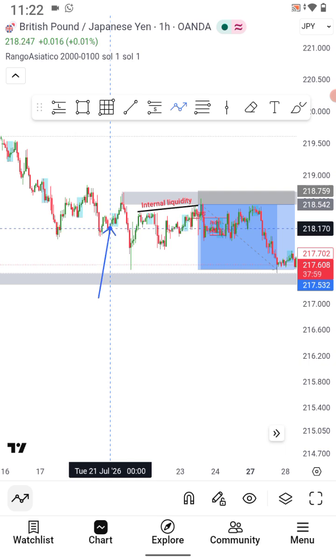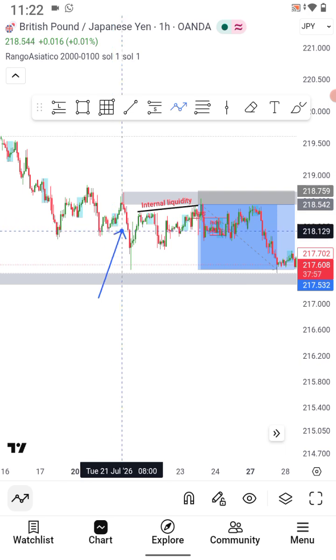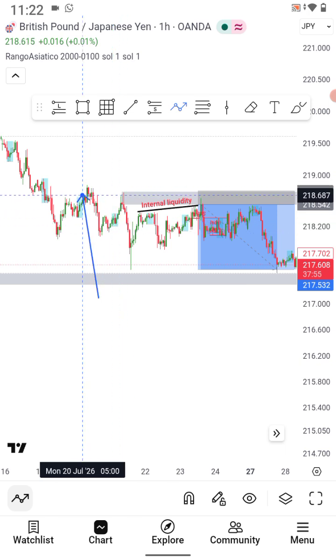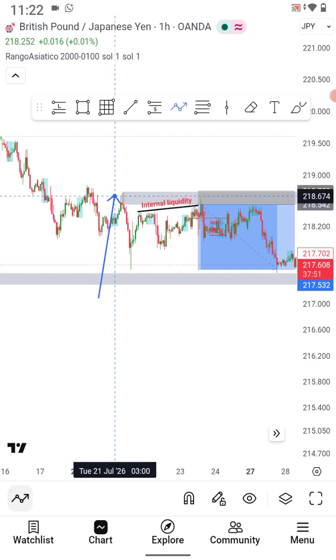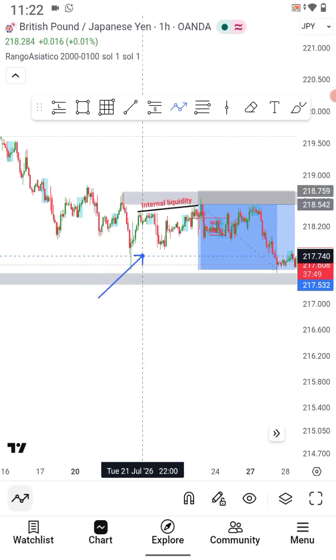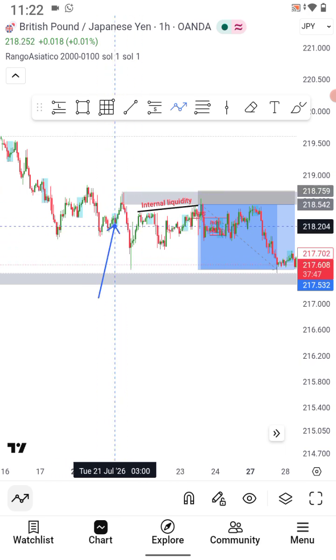So institutional players, when they want to sell, will always buy first and trigger people's liquidity. All this thing is money. They will always take it to a favorable price before dropping. So whenever I want to take a setup, I want to see a breaker block. Now, what is a breaker block?